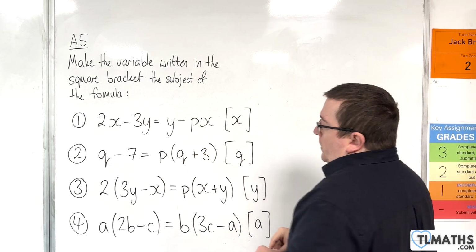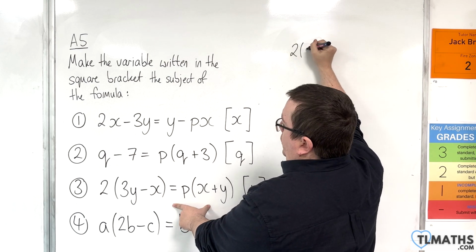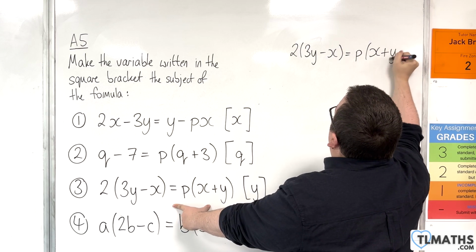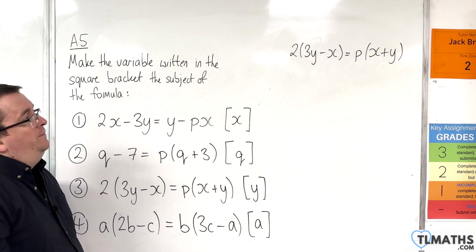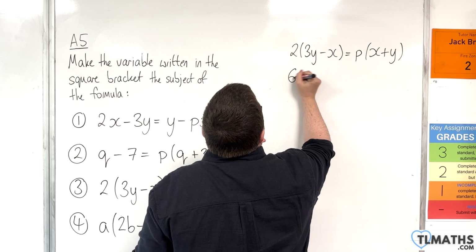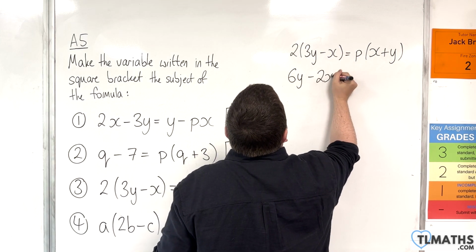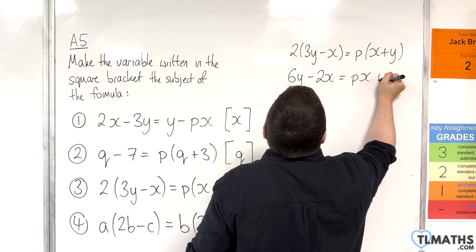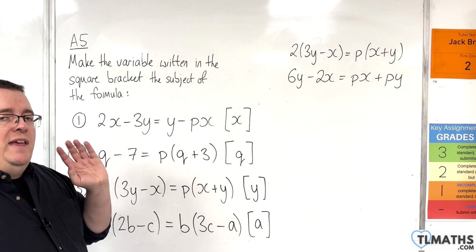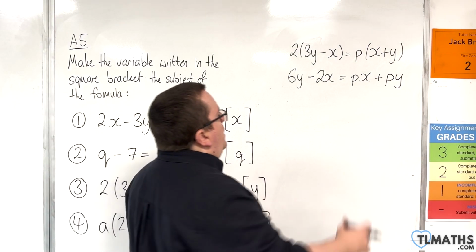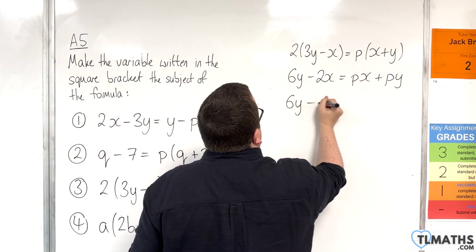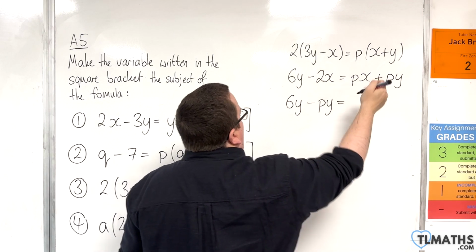Right, number 3, we have 2 lots of 3y take away x is equal to p lots of x plus y. And we want to make y the subject. So I see these brackets, I want to expand them. So 2 lots of 3y is 6y, 2 lots of minus x, p lots of x, and p lots of y. Now we're aiming to make y the subject, so we want to get all the y's on one side of the equation. So let's get all the y's onto the left and anything else onto the right. I'll subtract py from both sides, and then add the 2x to both sides.